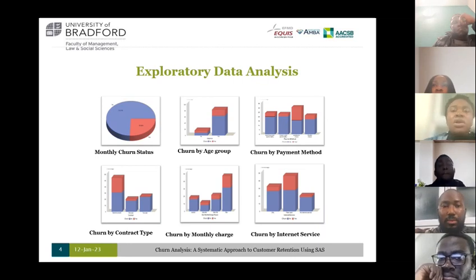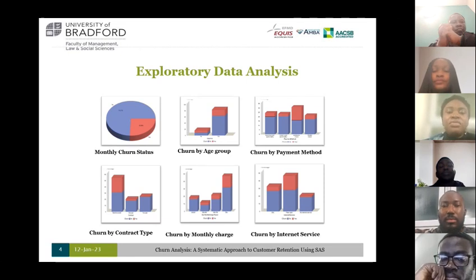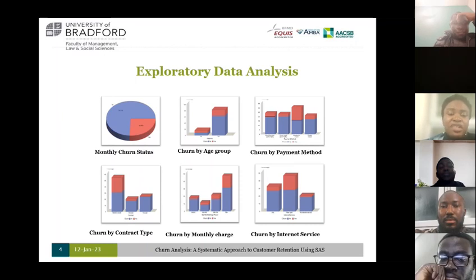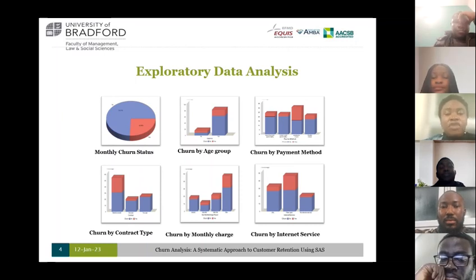We also looked at churn by payment method, and surprisingly, we noticed that those with the electronic check were those that churned the highest. Churn by monthly charges was also looked at, and it was observed that those that paid the highest for the month were those that churned the most.